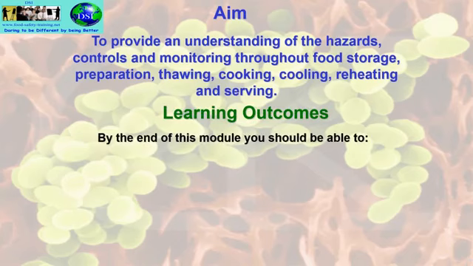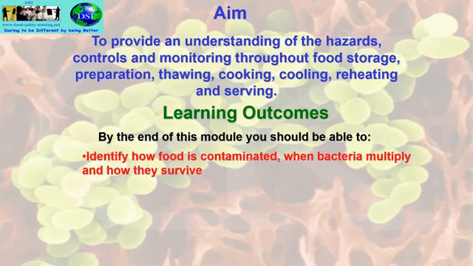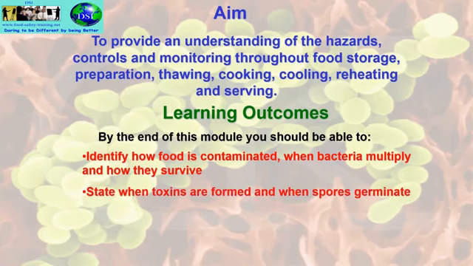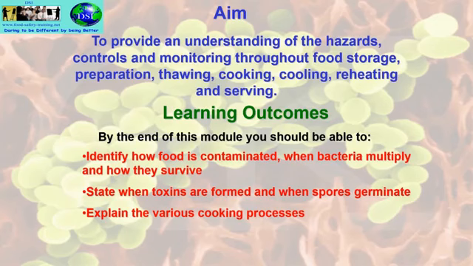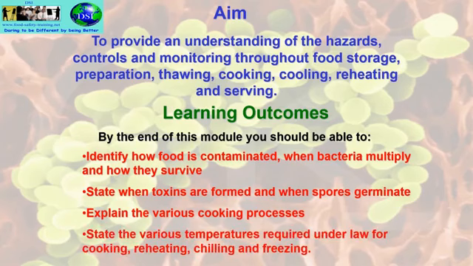And the learning outcomes. By the end of this module, you should be able to identify how food is contaminated, when bacteria multiply and how they survive. State when toxins are formed and when spores germinate. Explain the various cooking processes. State the various temperatures required under law for cooking, reheating, chilling and freezing.